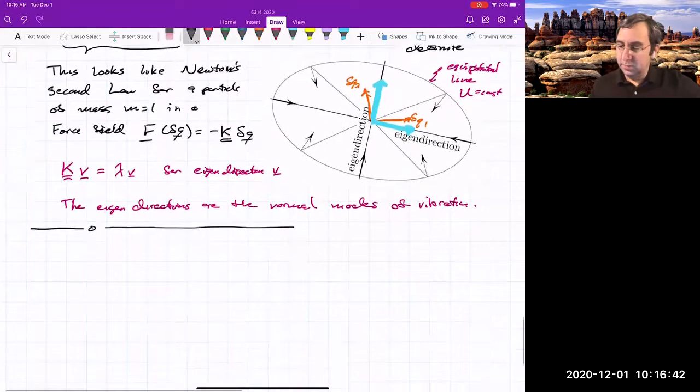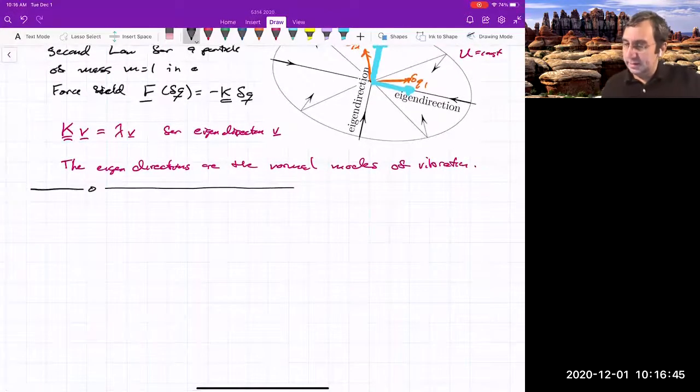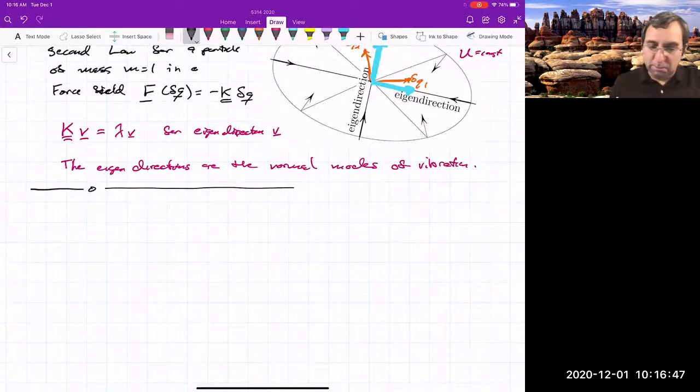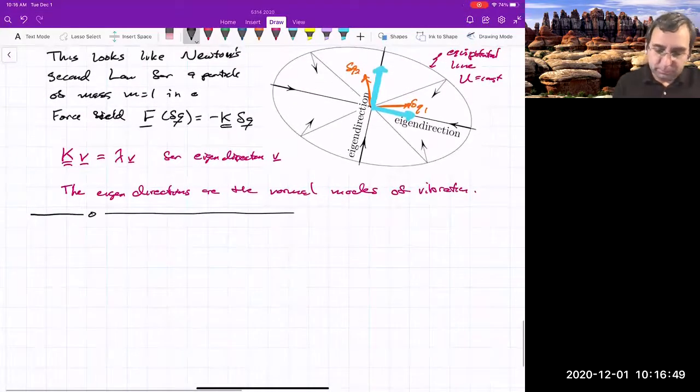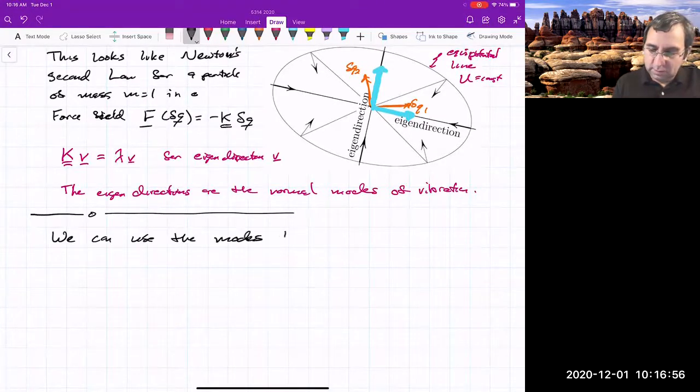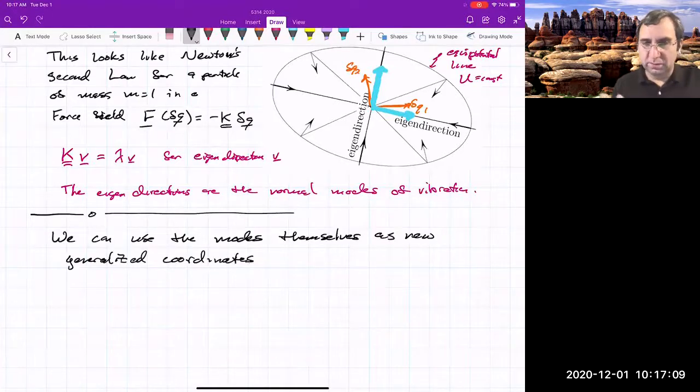So we can use the modes themselves as new generalized coordinates, even though they might be mixtures of pure physical directions.